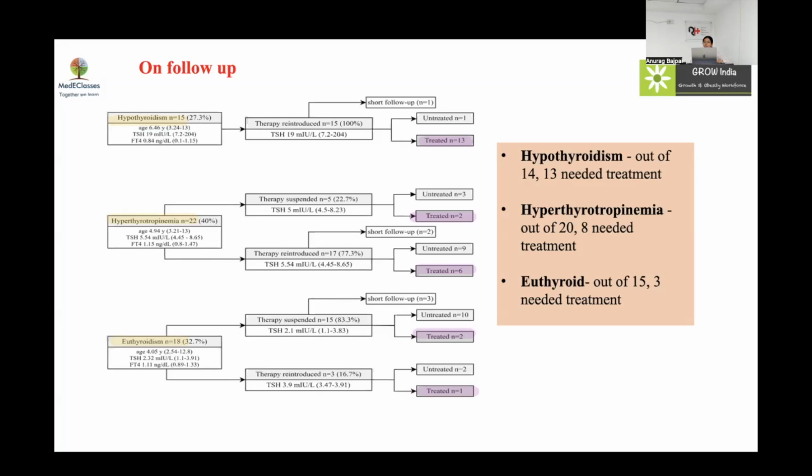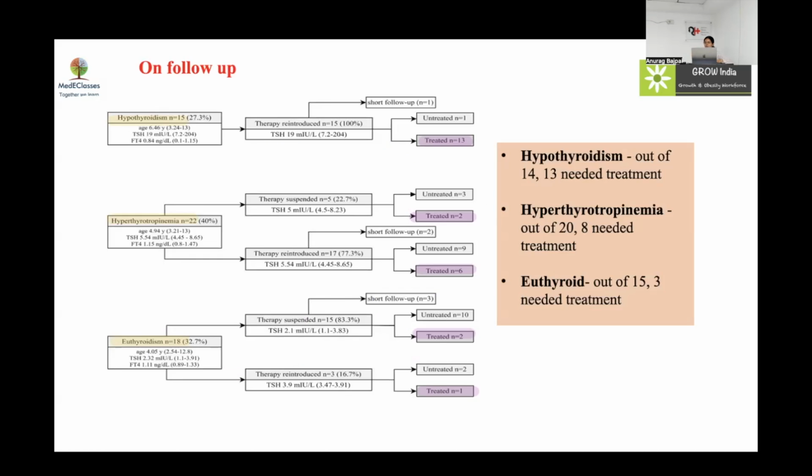And in the euthyroid group, which included 18 children, the therapy was stopped in 15, and in them, two required treatment on long-term follow-up. The therapy was reintroduced in three of the patients, and on long-term follow-up, only one required treatment.